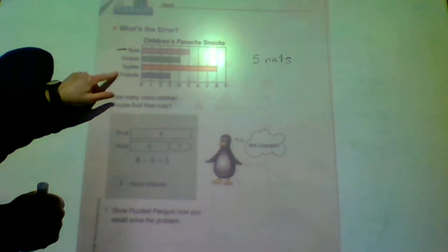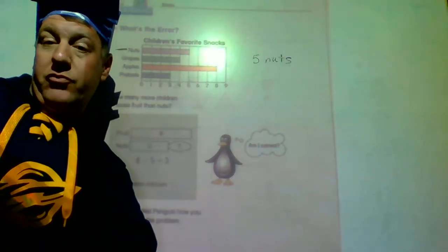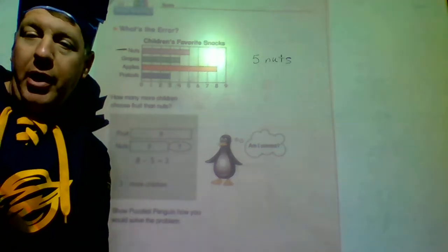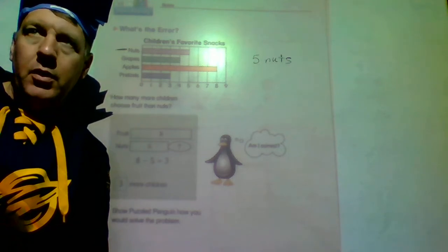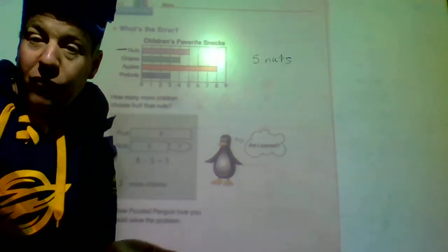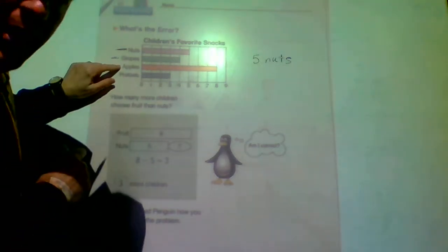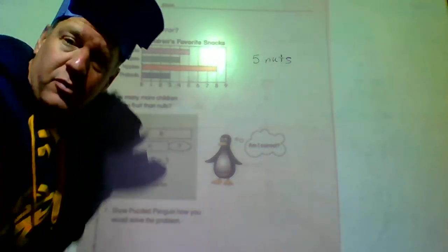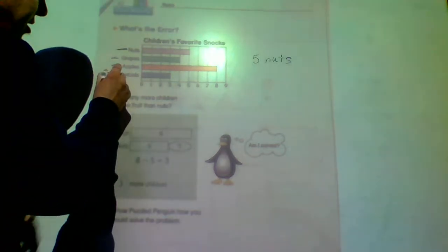But then it says, how many more children choose fruit than nuts? I don't see the word fruit up here. But we're in second grade. We know what fruit is, right? Is an orange a fruit? Is an apple a fruit? Are grapes fruit? Is an onion a fruit? No. So we have to figure out which things on this chart are actually fruit. Oh, grapes. Grapes are fruit. Apples are fruit. Are pretzels fruit? Try and tell your mom or your dad that pretzels are fruit. Okay? Pretzels are not fruit.